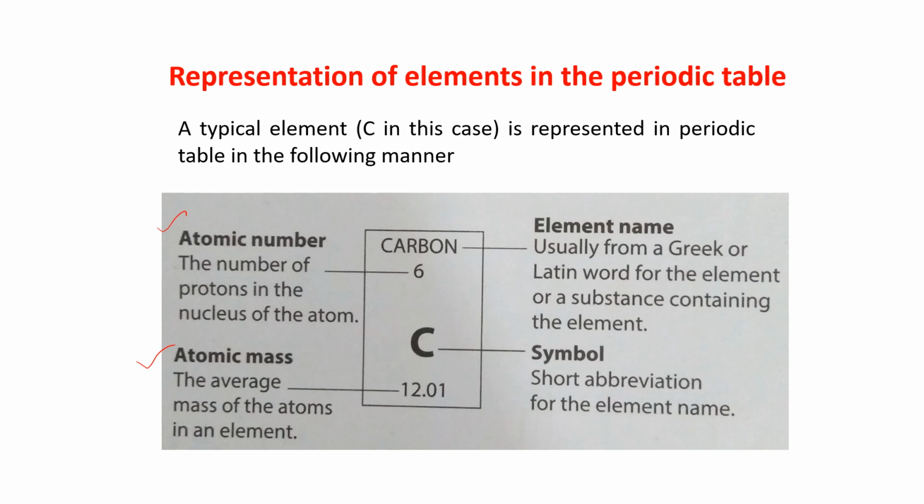Then carbon is written, that means it is the name of the element, usually from a Greek or Latin word for the element or a substance containing the element, and C is the symbol, that is the short abbreviation for the element name. This is all the information that I am getting. A typical element, carbon, is shown here as an example.